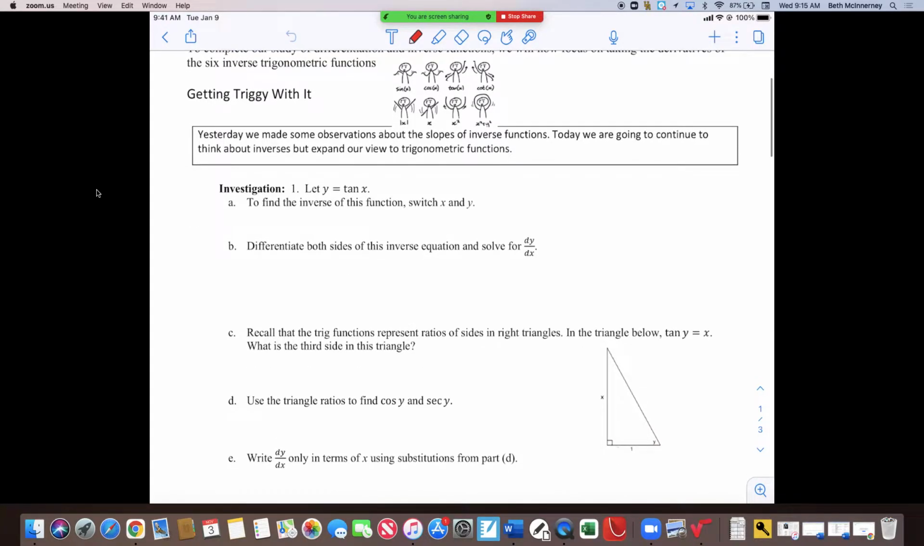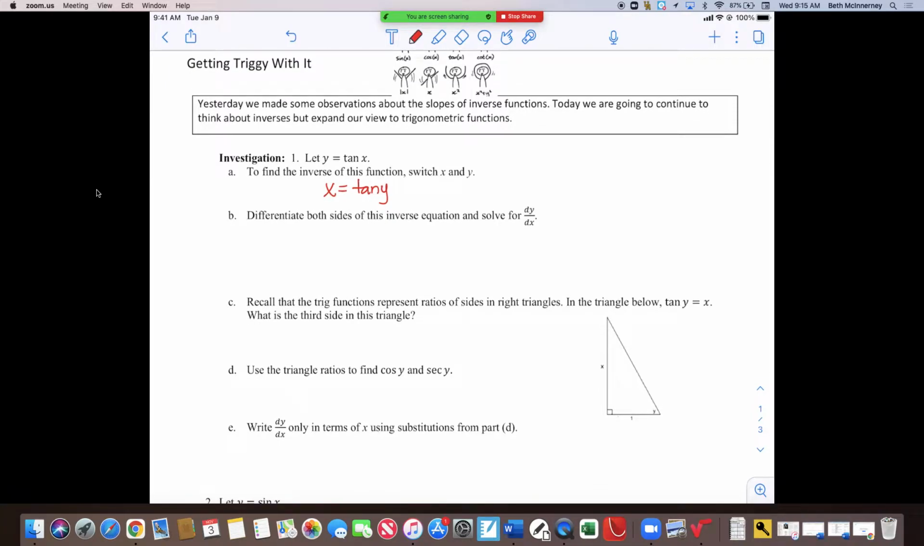So, what we're going to do is develop the first 3, then I'm just going to tell you the other 3, because then you could really develop them the same way. So, if y equals tangent x, and I want to switch x and y, so now this represents the inverse, okay? And if I could solve for y, I would be able to know the inverse function y in terms of x.